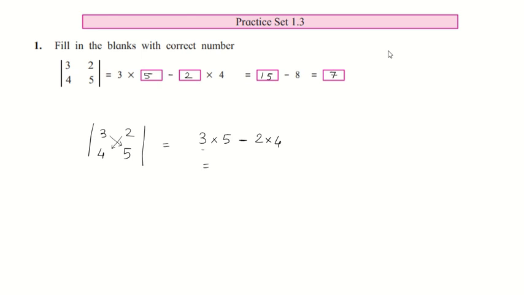Further solving this, 3 into 5 is 15. This minus 2 into 4, minus into plus is minus. 2 into 4 is 8. 15 minus 8 is 7. Sign of the bigger number 15 is positive. That is the reason 7 is positive.